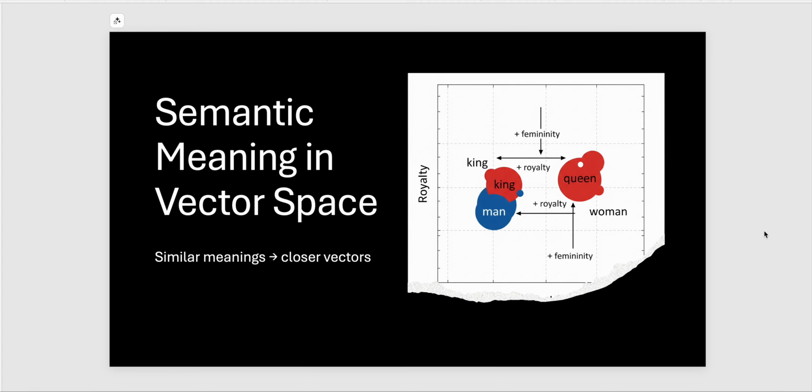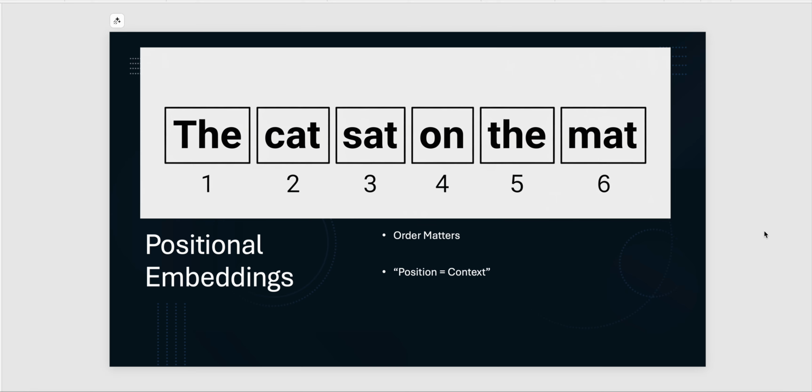So, next is semantic meaning in vector space. The magic of embeddings is that words with similar meanings end up close to each other in vector space. For example, the distance between king and queen is similar to the distance between man and woman. This allows the model to recognize relationships, analogies, and similarities in meaning, not just exact word matches. In other words, embeddings give language a geometry.